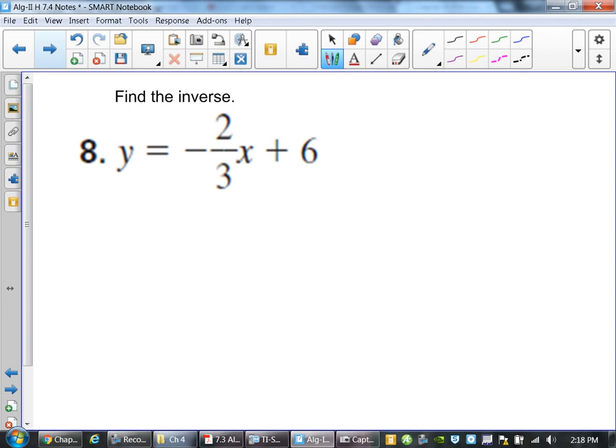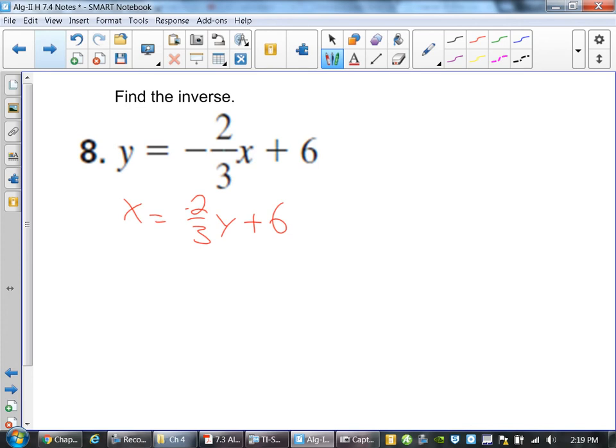Anyway, let's just find the inverse, and we'll worry about doing some more verifying of these things in a second. If I want to find the inverse of y equals -2/3 x plus 6, what do you do? First you switch y and x. Switch y and x. Good job. And then just resolve for y.